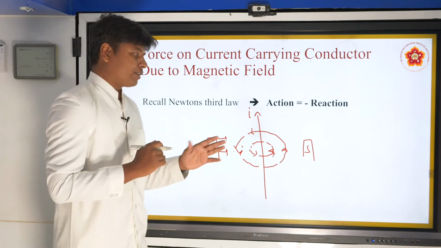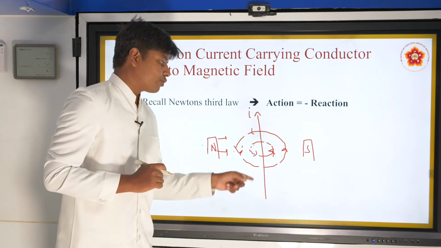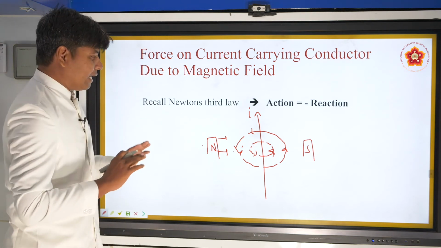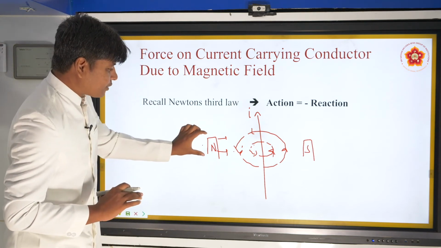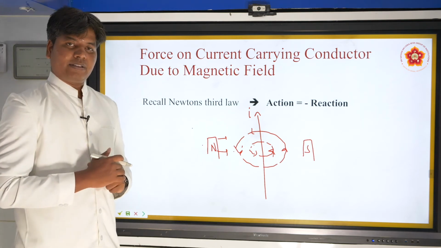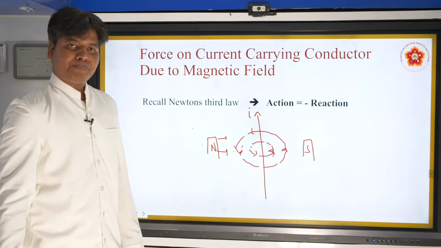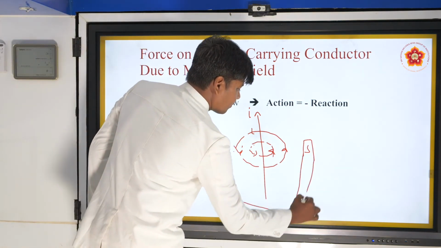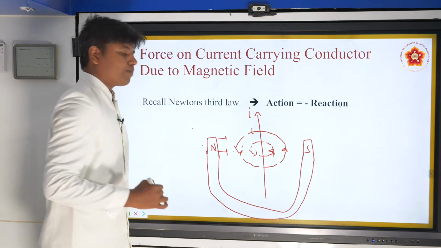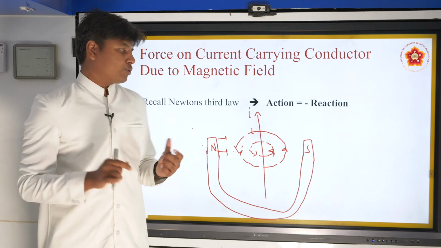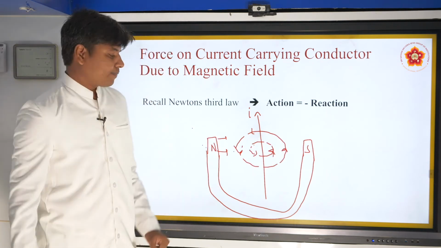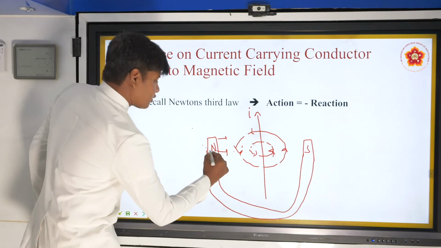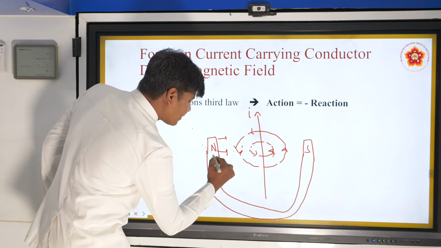So let us explore the direction of the force on this current carrying conductor. First of all, let us see how the force will be experienced by this bar magnet at both sides. Okay, these two are connected. This is what we call a horseshoe magnet. A horseshoe magnet is nothing but a bar magnet which is bent so that the poles are on the sides. So let us see now. Let us draw a magnetic field line through the bar magnet.